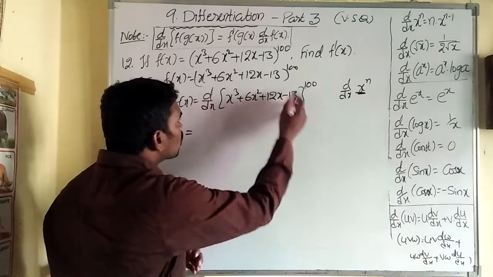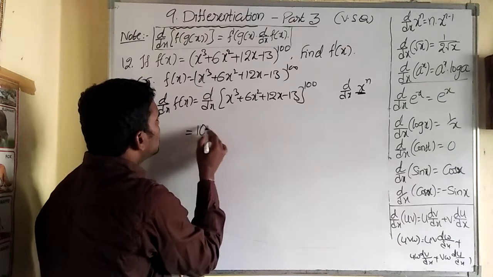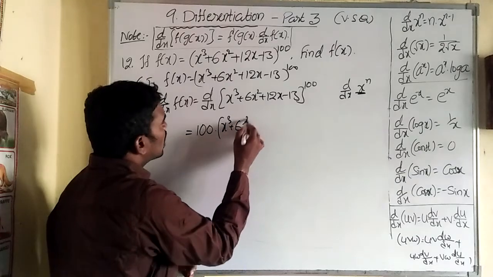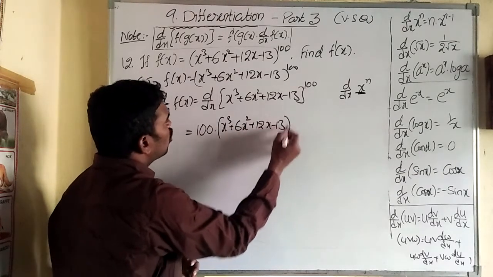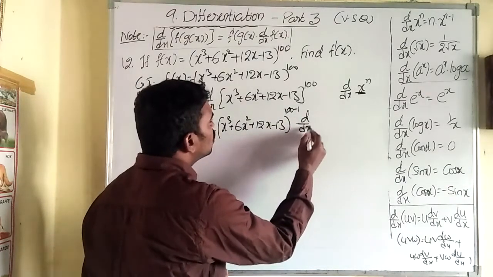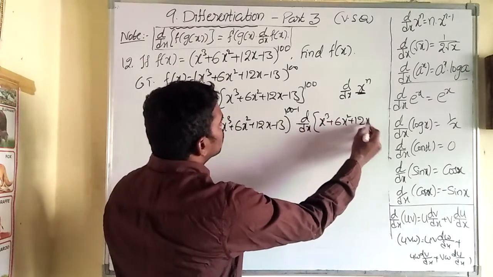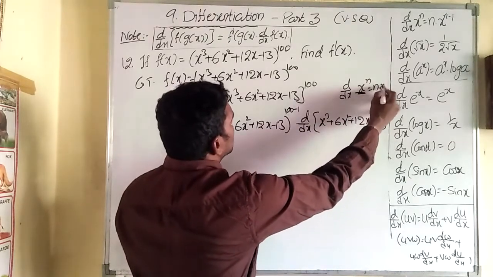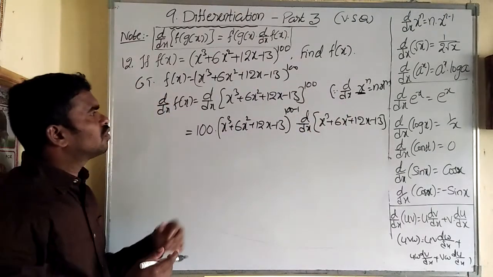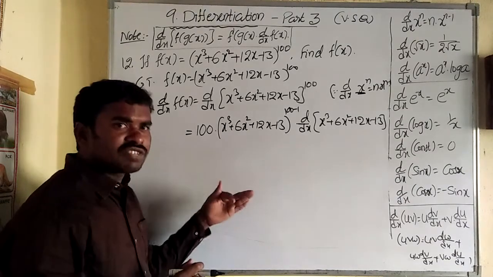So apply it: this is considered as a single x whole power n. So we can write n, which is 100, into x power n minus 1. Here x means x cube plus 6x square plus 12x minus 13, whole power n minus 1, which is 100 minus 1, and into, again we should differentiate x, meaning x cube plus 6x square plus 12x minus 13. So this is the n into x power n minus 1 formula we use. Is it clear? Almost all problems in this part 3 are of this type only. In this way we should do it.